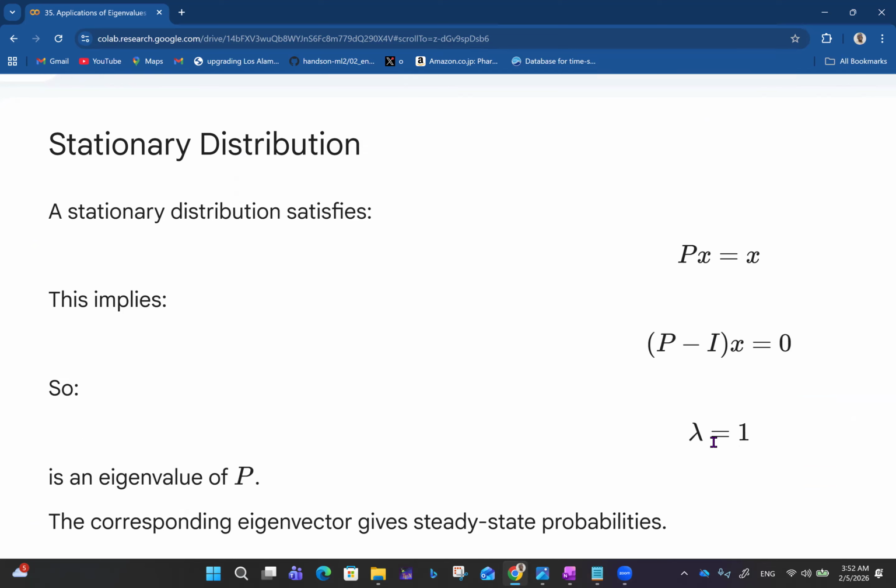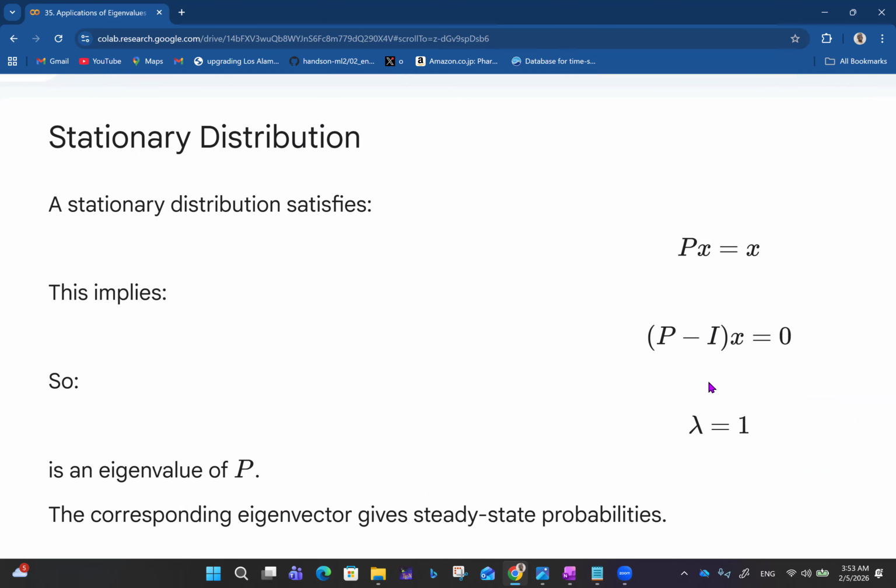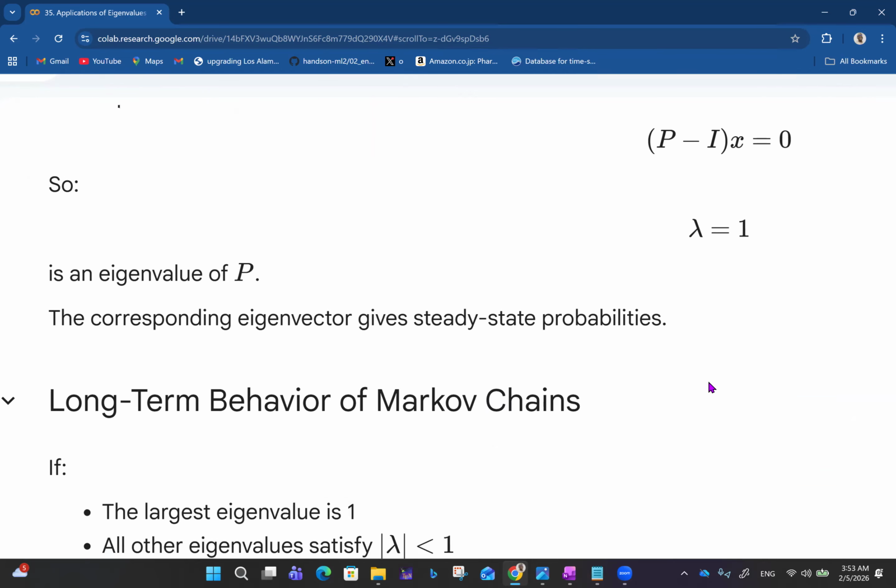So for this now, lambda equals 1 is an eigenvalue of P, for this kind of situation. The corresponding eigenvector gives steady state probabilities. Normally we'd look for the determinant of P minus lambda I, but here we don't have anything like lambda. We just have that eigenvalue like that.